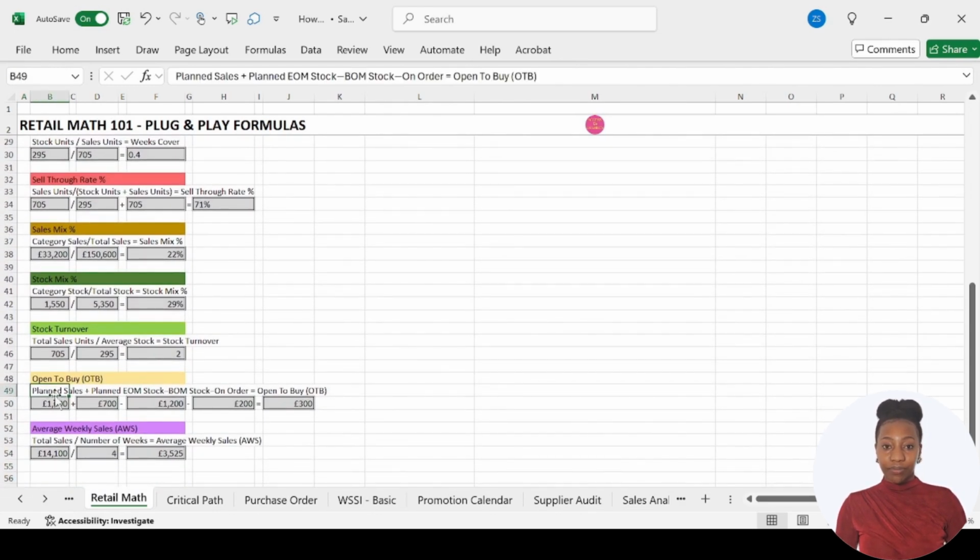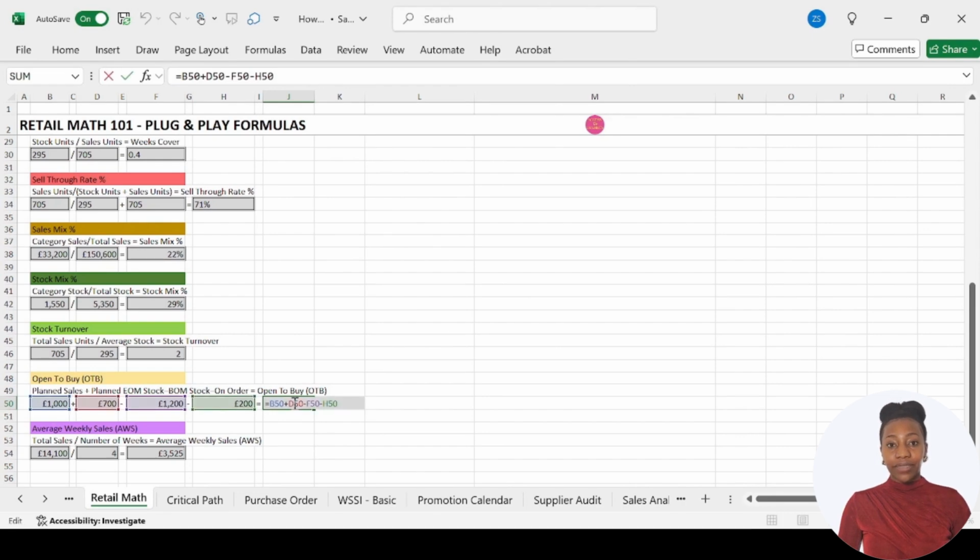So, with your open to buy, the formula is your planned sales plus your planned end of month stock minus your beginning of month stock, and then minus what's on order. That's what your open to buy formula is here. And it's very tricky, this one. This one is more of a senior review thing. It would be done quite on a senior level.